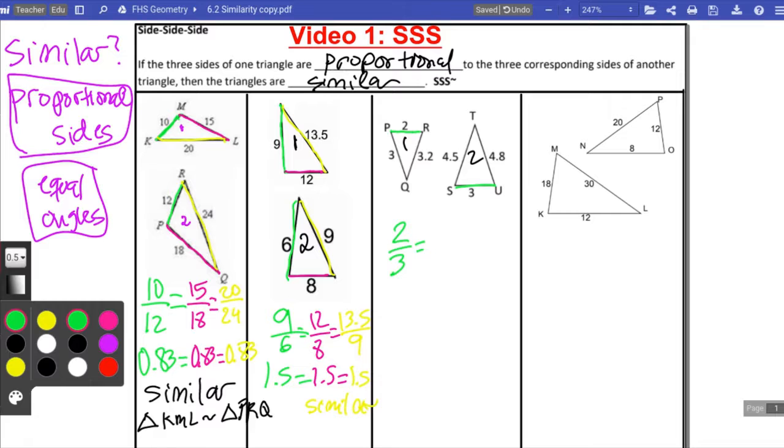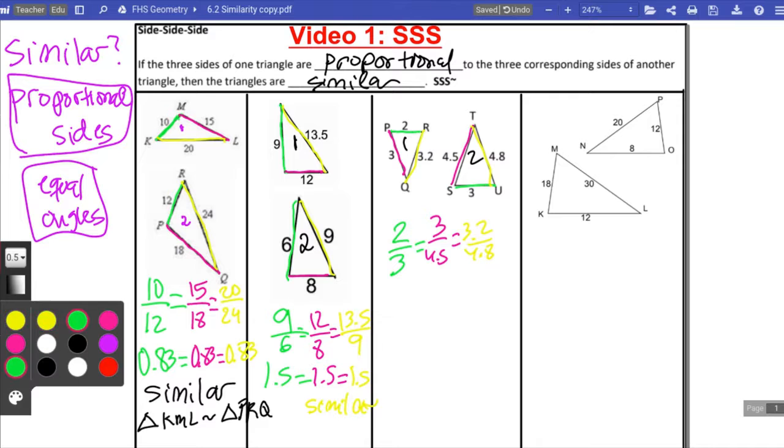All right, let's move to this color, medium side, 3, medium side. So 3 over 4.5. All right, last one was yellow. Long side, 3.2 over 4.8. That's what I meant to say.